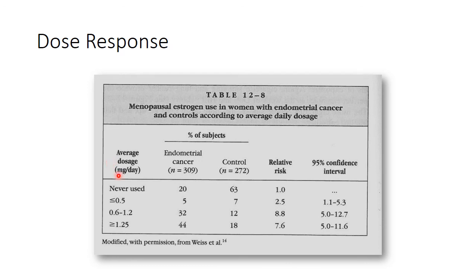Sometimes you'll see these broken down, where here we're looking at menopausal estrogen use in women who have endometrial cancer versus the controls, and then looking at their average daily dose. So again, breaking out the controls on whether they used estrogen at different doses and seeing what relative risk that has for causing endometrial cancer. And you can see here, larger doses, between 0.6 and 1.25 or greater, tend to show a higher association than if they're taking less than half a milligram.